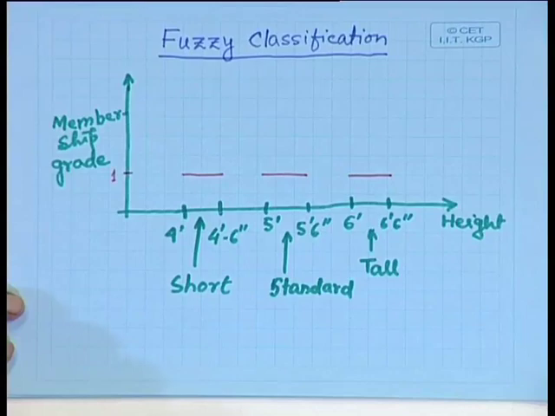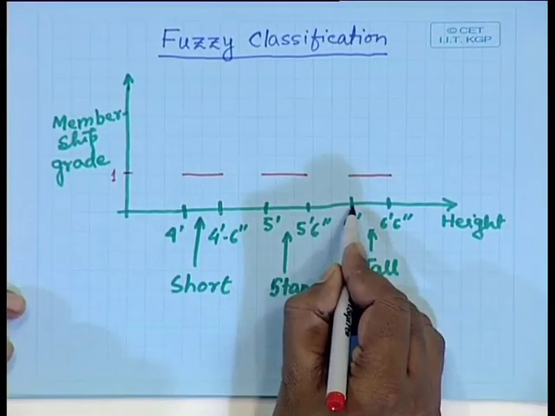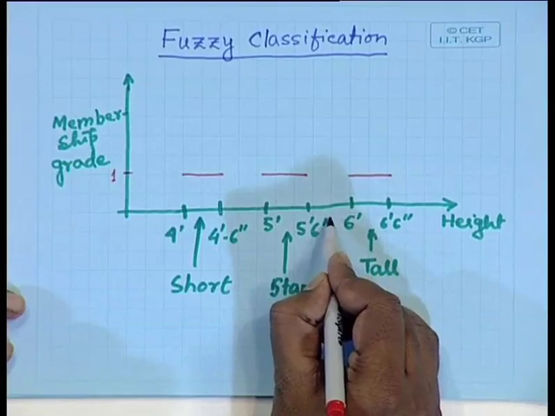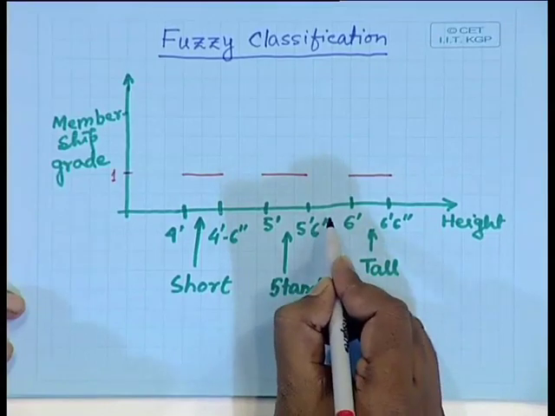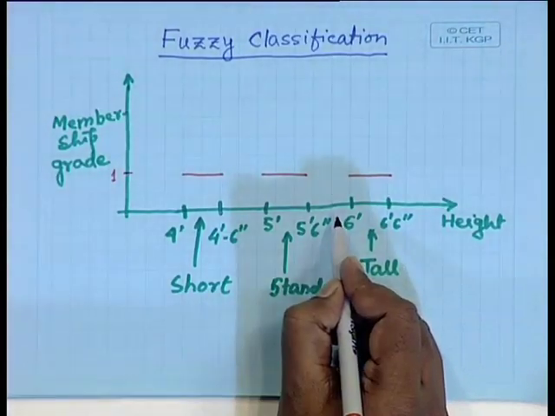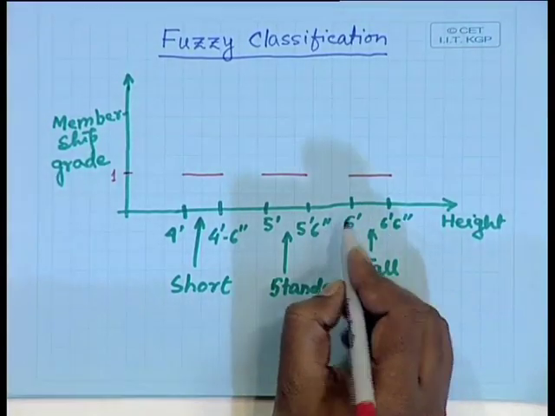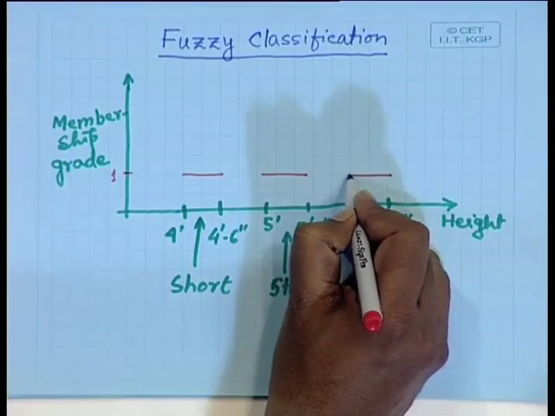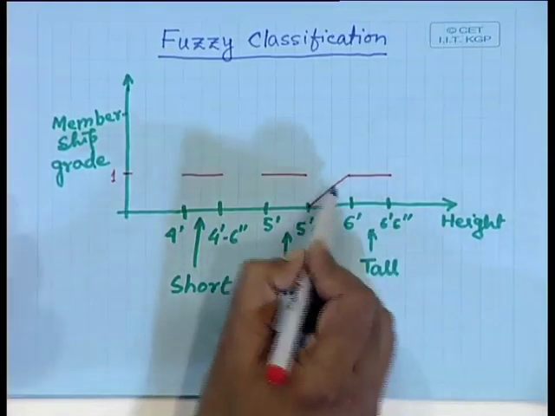And the remaining region can be done like this. If the height is less than 6 feet, depending upon the difference from 6 feet, I can reduce the membership grade. So, I can have a membership grade something like this.